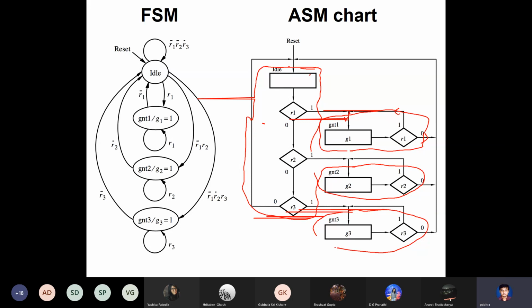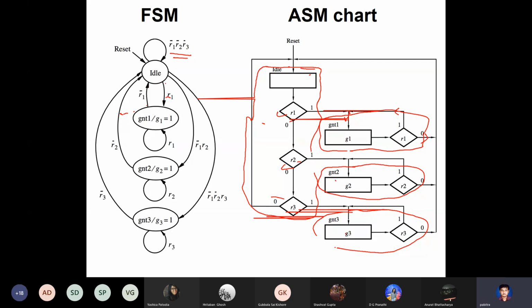Now let's see how this is a representation of this FSM diagram. You are in idle state. If all 3, R1, R2, R3, are 0, you go back to idle state. You loop back to idle state. So R1 you check, then R2. So this is the product of R1 bar, R2 bar, R3 bar. All 3 of them should be 0, this followed by this, followed by this. All 3 are 0, you go back here.